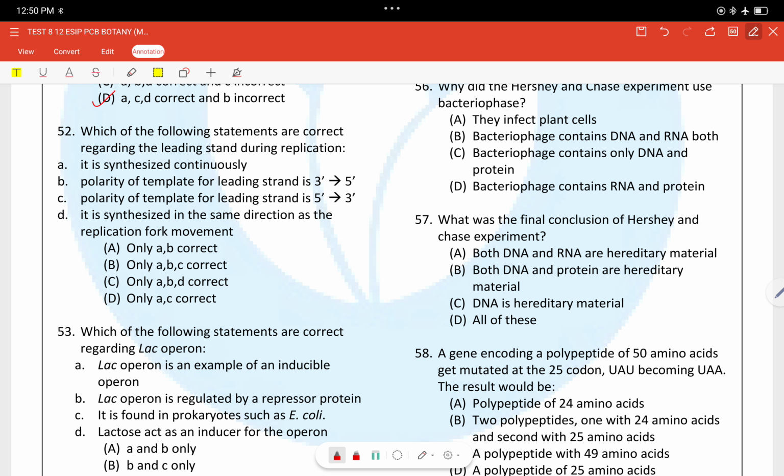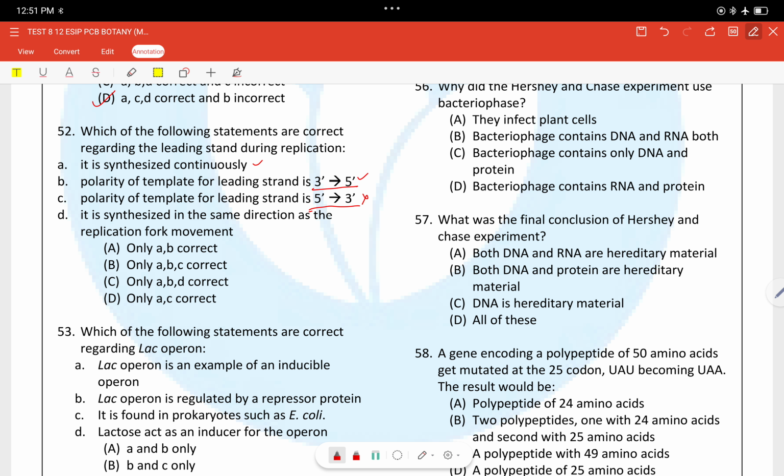Which of the following statements are correct regarding the leading strand during replication? It is synthesized continuously, correct. Polarity of template for leading strand is 3 prime to 5 prime, or polarity of template for leading strand is 5 prime to 3 prime. If we consider the leading strand, polymerization is obviously 5 prime to 3 prime, so the template for that strand should be 3 prime to 5 prime and not 5 prime to 3 prime. So statement 2 is correct, 3 is incorrect.